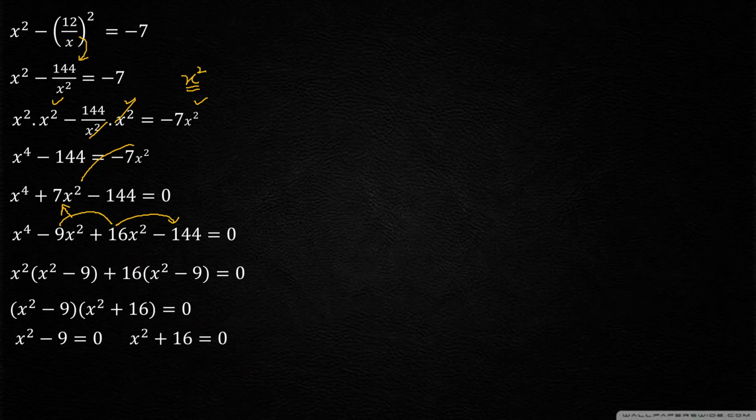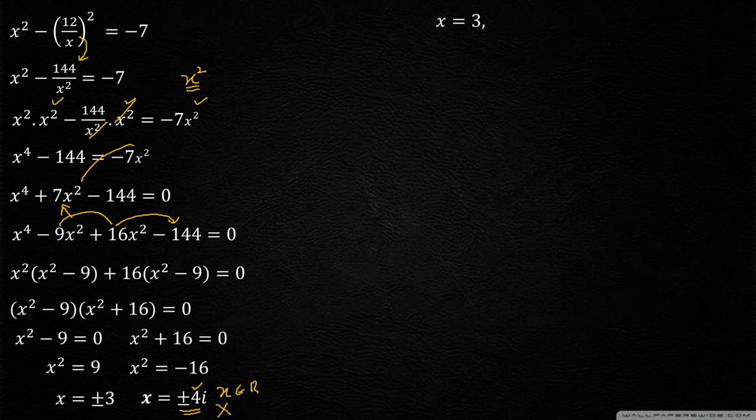X square minus 9 gives x square is equal to 9. It gives x is equal to plus minus 3. X square plus 16 gives x square is equal to minus 4. Taking square root, we get x is equal to plus minus 4 iota. As we have already been given that x is a real number, we cannot take the values of x to be 4 iota and minus 4 iota. We shall cancel these values and take only x is equal to plus 3 and minus 3.